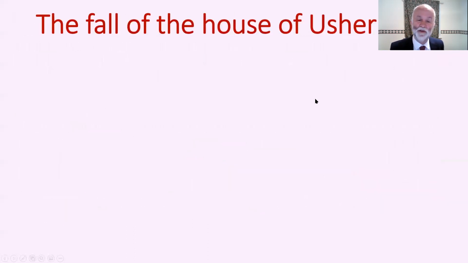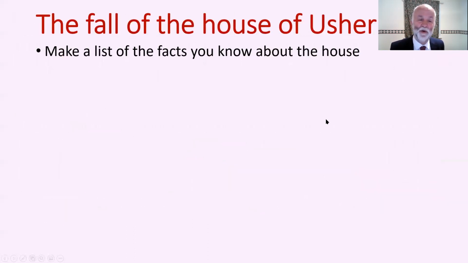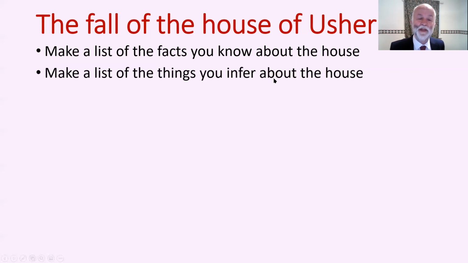Okay, Fall of the House of Usher. Few things for you to do. Make a list of the facts you know about the house. So read through the text that we've done already and make a list of the facts that you know. Make a list of the things you can infer about the house. There are things that we're not told specifically, but it suggests that we can imagine about the house.